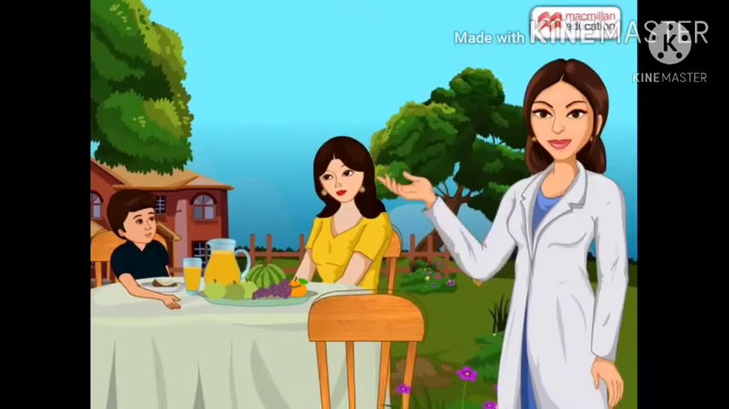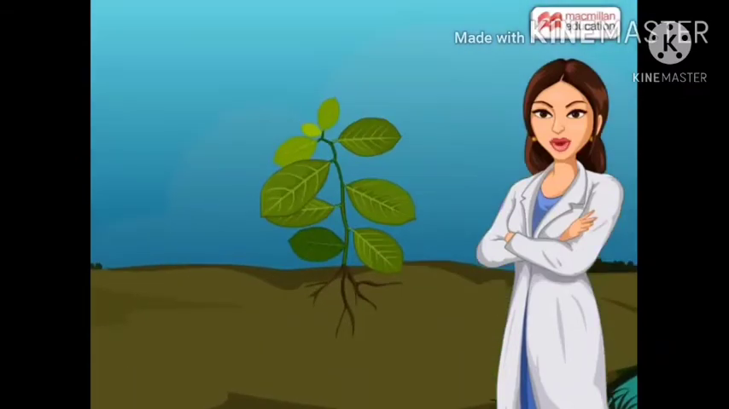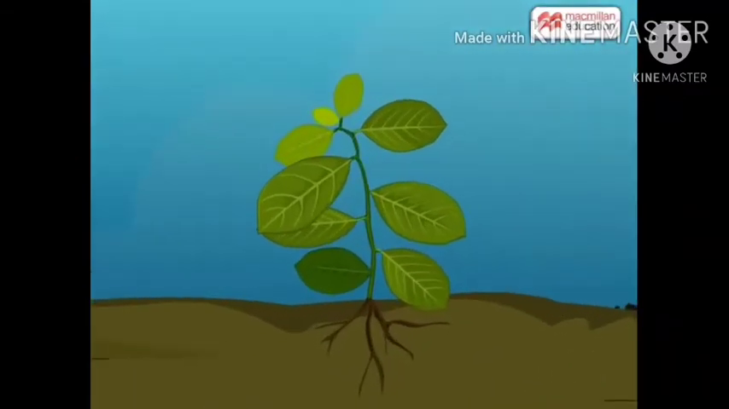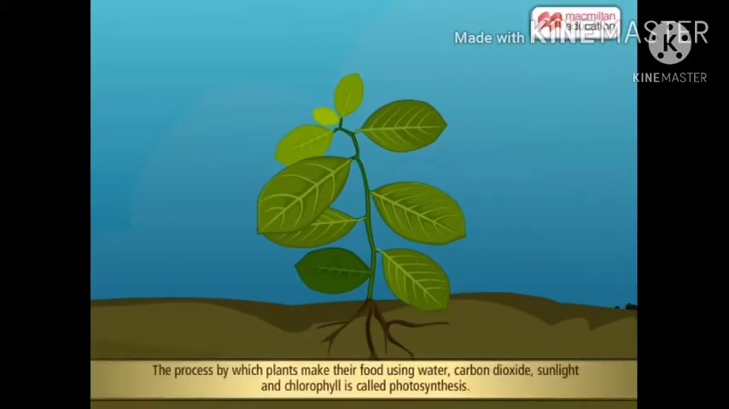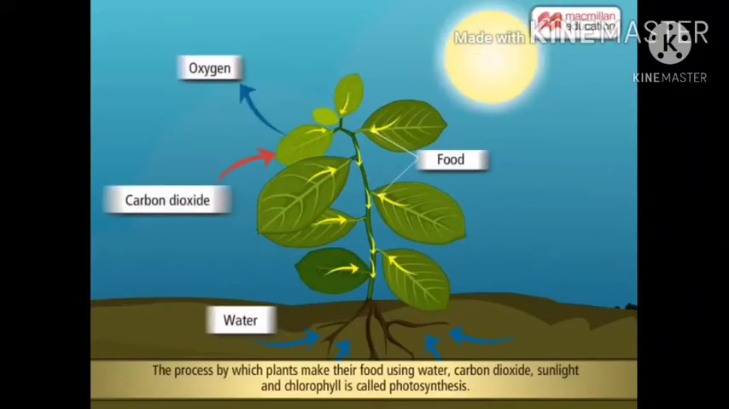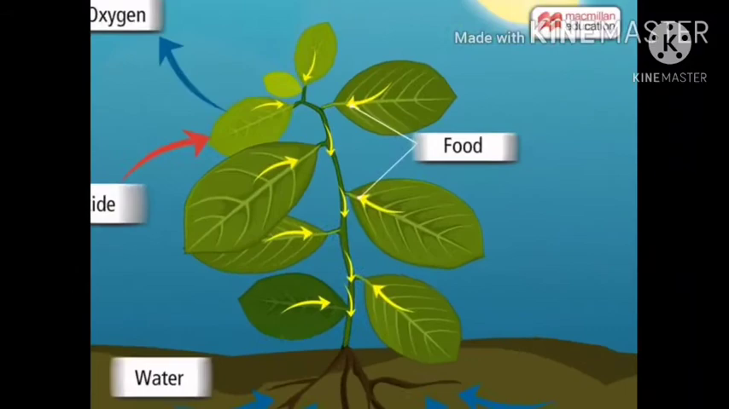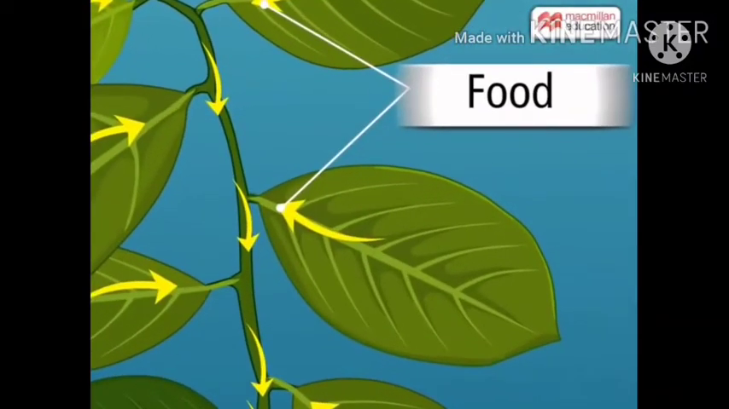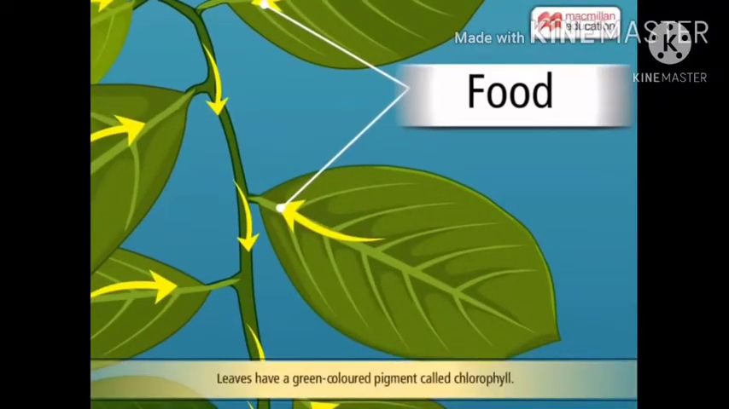Rohan's mother told him plants make their food through the process of photosynthesis. So let us learn more about the process of photosynthesis. Photosynthesis is the process by which green plants make their food using water, carbon dioxide, sunlight, and chlorophyll. Are you wondering what is chlorophyll? Chlorophyll is a green-colored pigment present in the leaves of plants. Plants make their food in leaves with the help of this chlorophyll.